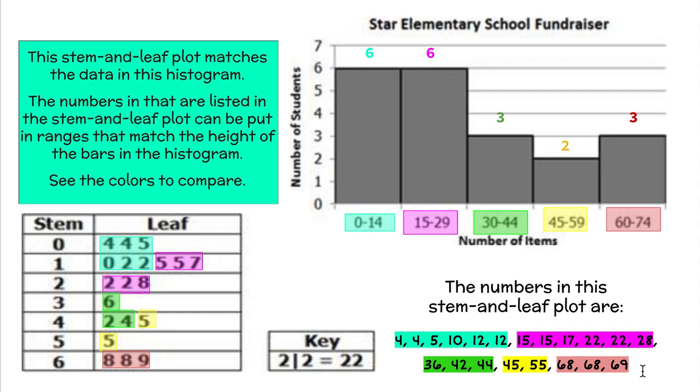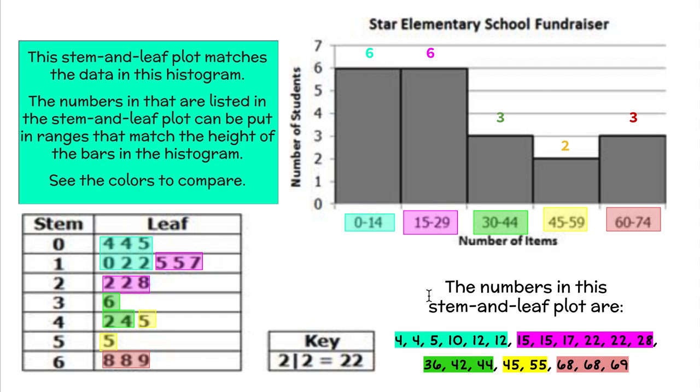Then what I did was I highlighted each of the ranges of numbers based on how the histogram had grouped them. So the first bar in our histogram had an interval of 0 to 14. So I looked there, and then I compared that to the list of numbers that I found in my stem and leaf plot, and there was 4, 4, 5, 10, 12, and 12. That was 6 numbers that were between 0 and 14 in my stem and leaf plot data, and that corresponds to the 6 that is the height on my histogram.